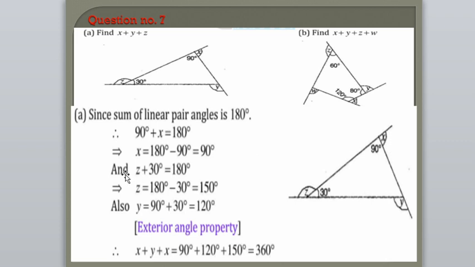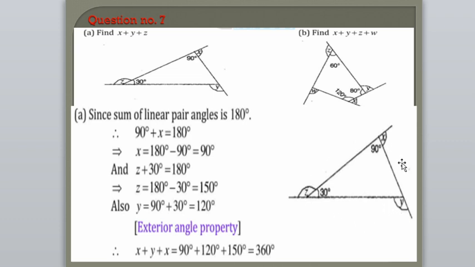Then for z, if the interior angle is given, we can take out the exterior angle, because they both are in a linear pair. So z plus 30 degrees equals 180 degrees. Then z equals 180 degrees minus 30 degrees, which is equal to 150 degrees. Then here we got angle z as 150 degrees. Now we want the angle y.